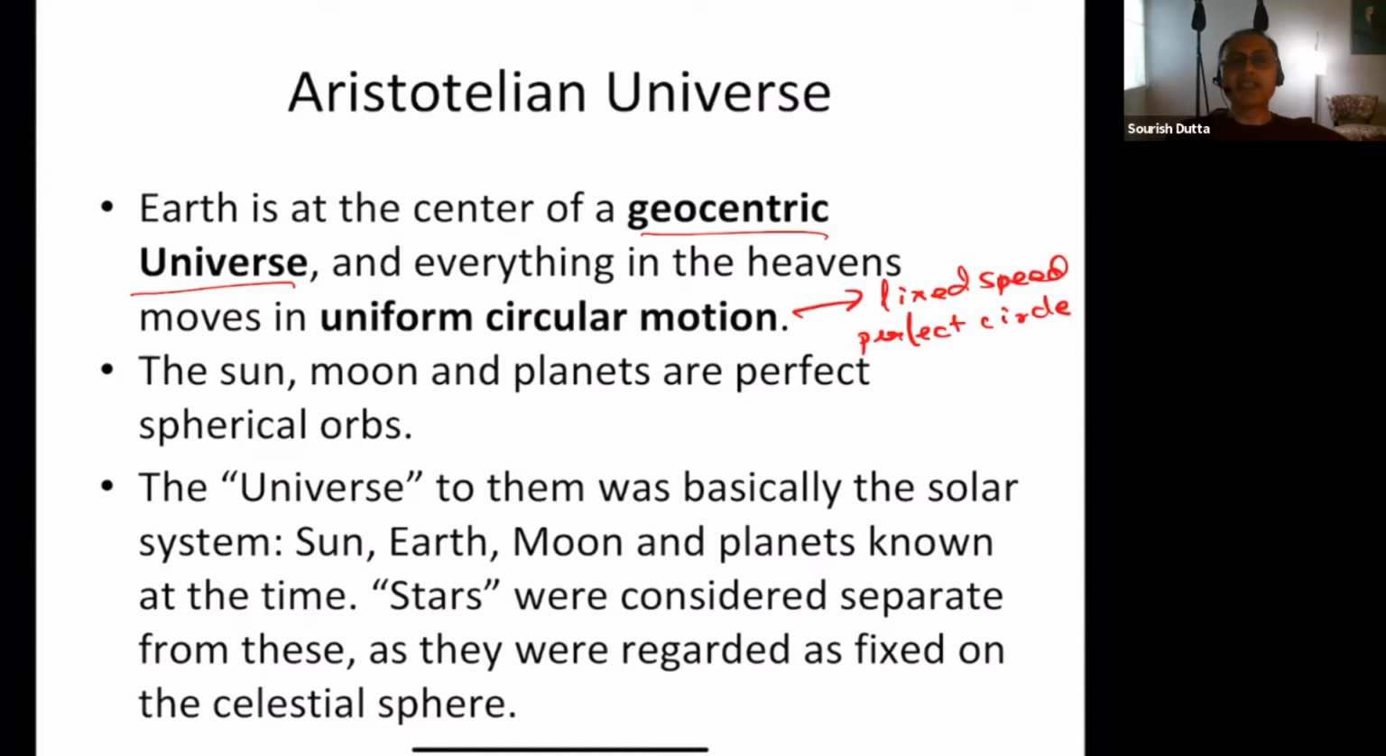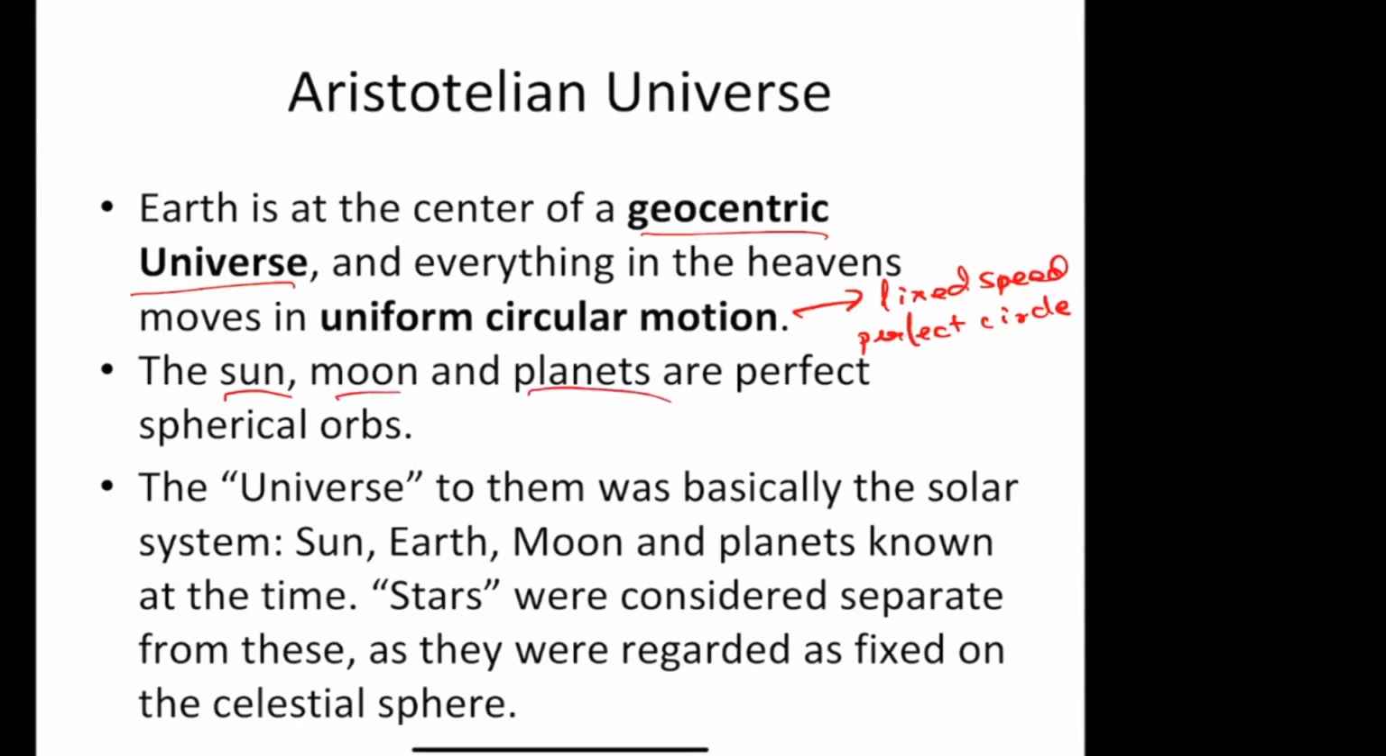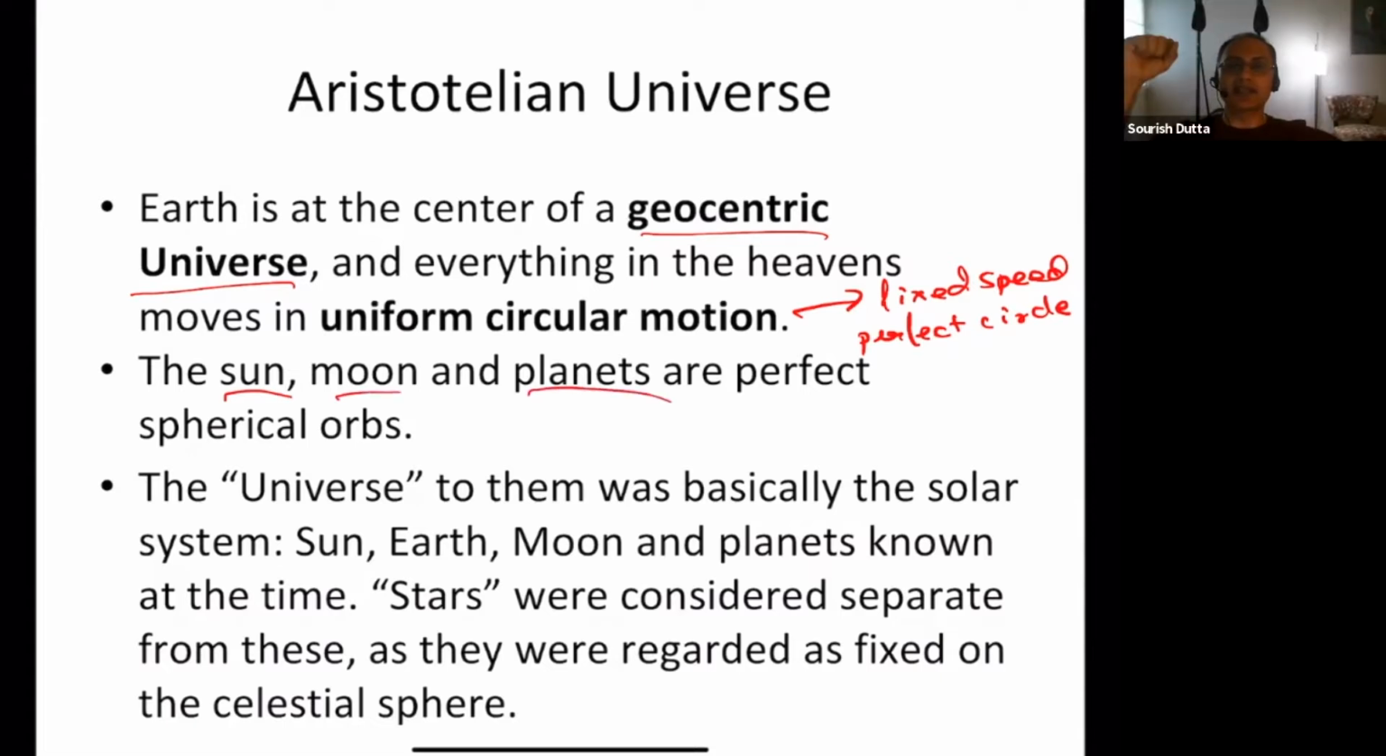So Aristotle believed that the Earth is at the center of the cosmos. The entire cosmos revolves around the Earth, literally revolves around the Earth. The Earth is at the center, and all the stars and the sun and the moon and the planets orbit the Earth in perfect circles at a fixed speed. And so that's uniform circular motion. He also believed that the sun and the moon and the planets are perfect spherical orbs of light. So they're these perfect spheres.